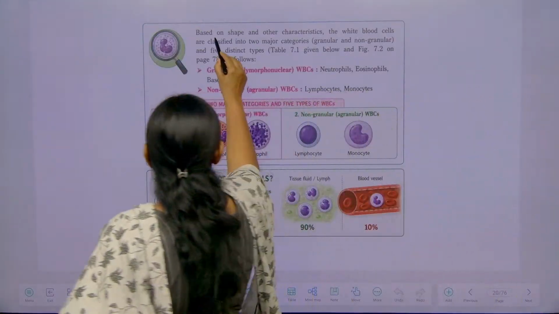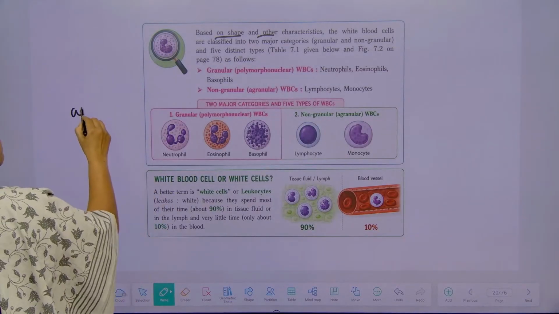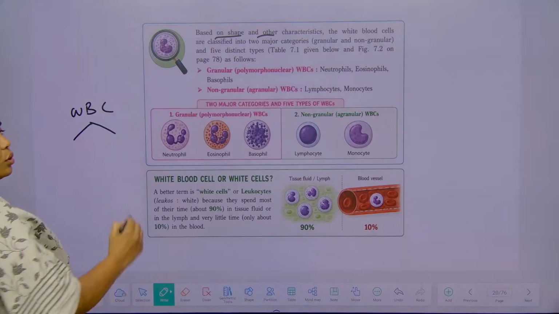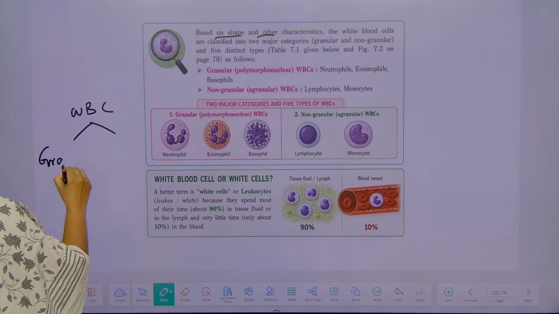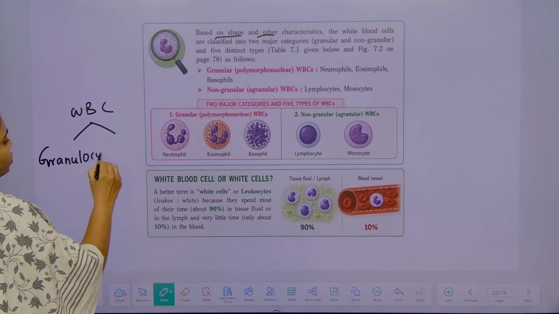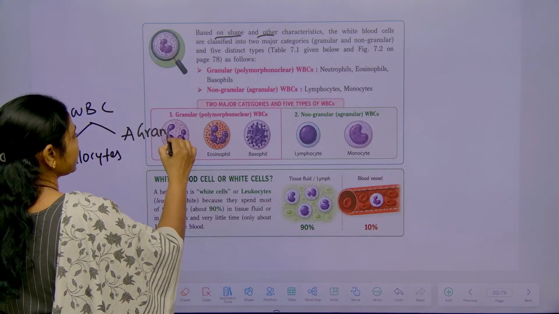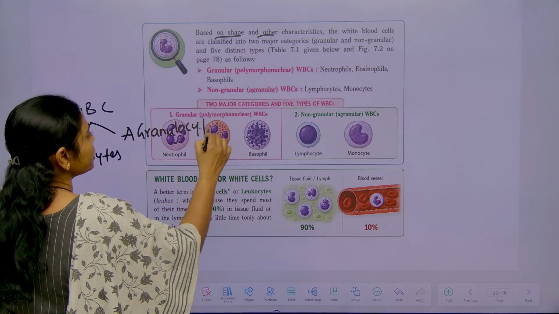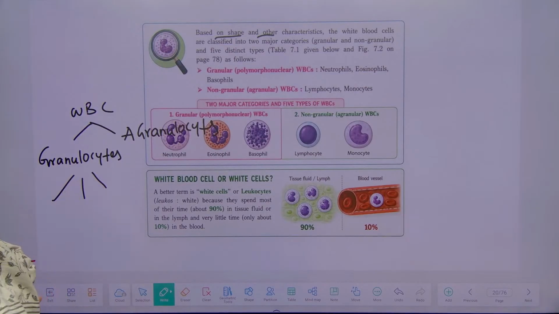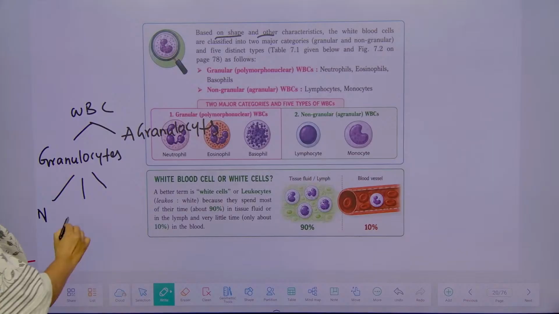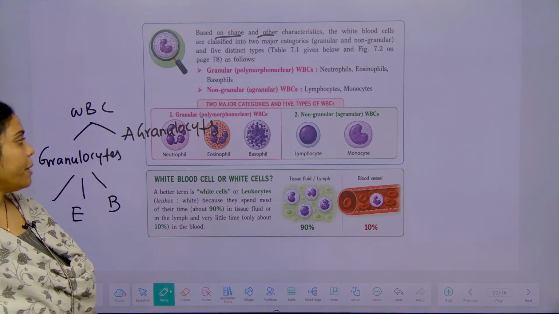Based on the shape and other characters, these WBCs are divided into two types. How many types? Two types. One is granulocytes and the other one is agranulocytes. Granulocytes are again divided into three types: neutrophil, eosinophil, and basophil.